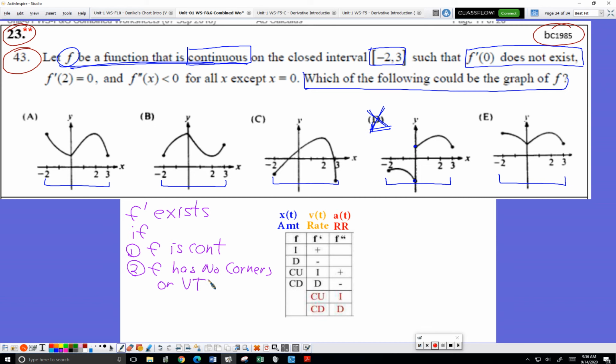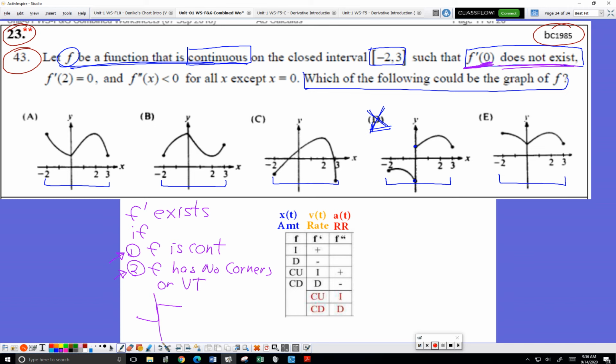So this problem is saying at x equals 0, what they're asking you to do is translate the symbols and show that you know what they mean. This is saying at x equals 0 on the graph of F, F prime of 0 does not exist. Well, F prime can only exist if F is continuous and F doesn't have a corner or vertical tangent. Vertical tangent is where the slope goes straight up. What does it mean by a corner though? Corner is where the slope changes abruptly.